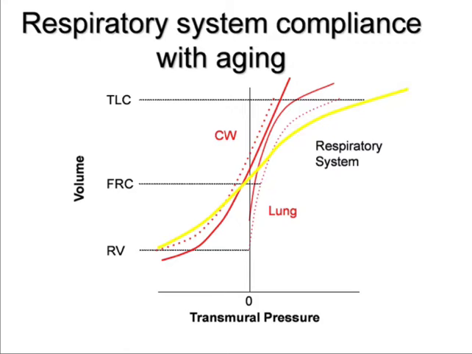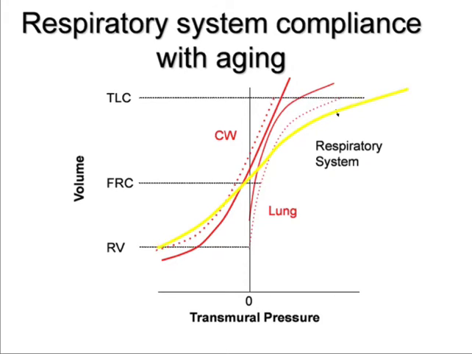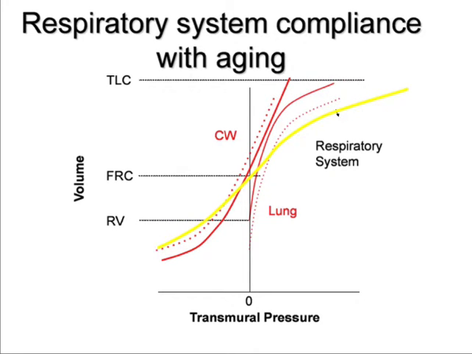Let's see what happens to the static lung volumes with this. We see that there is an increase in the residual volume and the functional residual capacity, but a more modest reduction in the total lung capacity with aging.